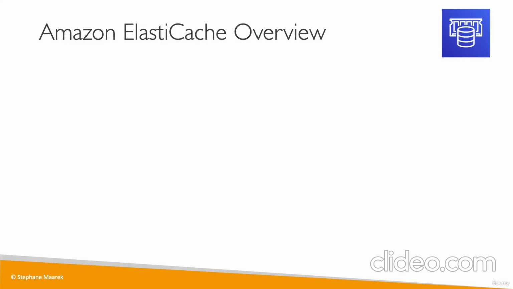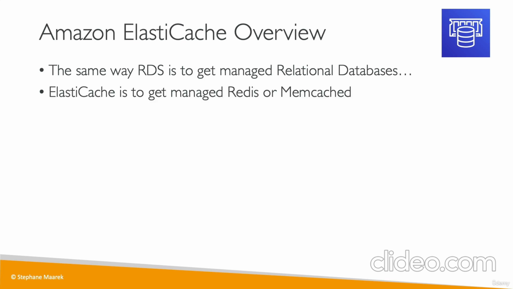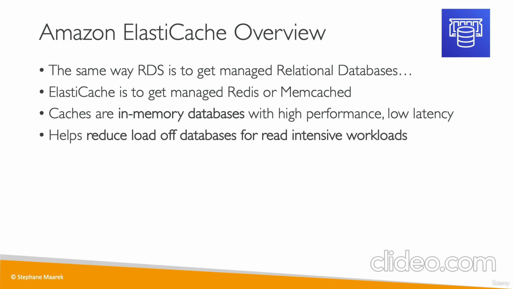Now let's talk about a second type of database you will see on AWS, which is Amazon ElastiCache. The same way you use RDS to get managed relational databases, you're going to use ElastiCache to get a managed Redis or Memcached database. These caches are in-memory databases with high performance and low latency. Anytime in the exam you see something that says you need an in-memory database, you have to think directly ElastiCache. ElastiCache will be helpful to reduce load off of databases that have read-intensive workloads.